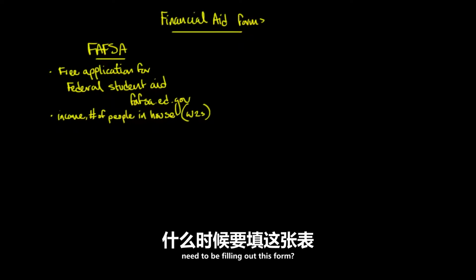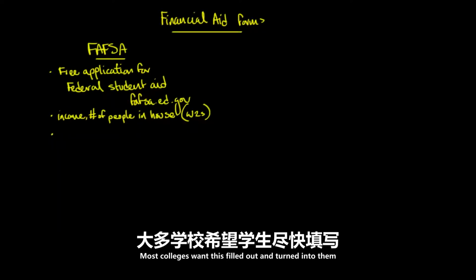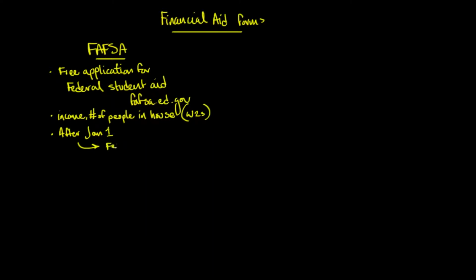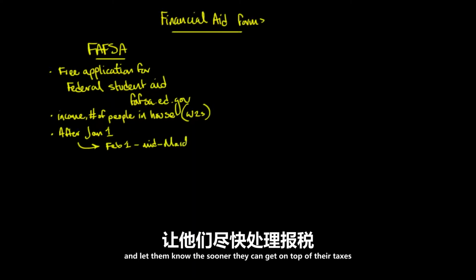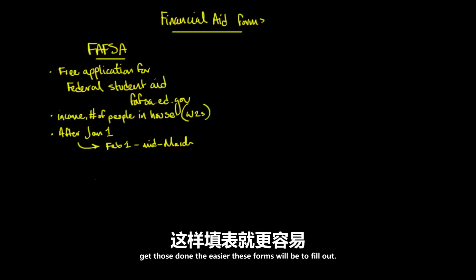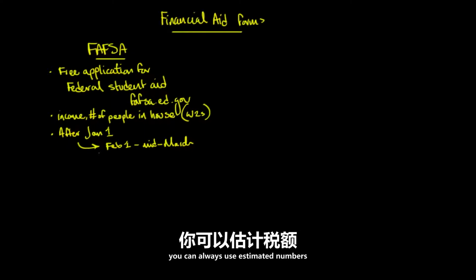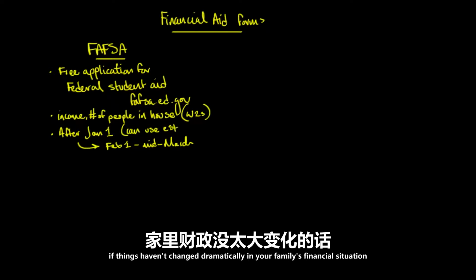When do students and parents need to be filling out this form? So this form isn't available until after January 1st, but there's a pretty short turnaround time. Most colleges want this filled out and turned into them probably somewhere between February 1st and the middle of March. So this is a year where if you know you're going to be going to college, talk with your parents and let them know the sooner they can get on top of their taxes, get those done, the easier these forms will be to fill out. If they know they're not going to be able to fill out their taxes immediately, you can always use estimated numbers or you can use last year's numbers, especially if things haven't changed dramatically in your family's financial situation.